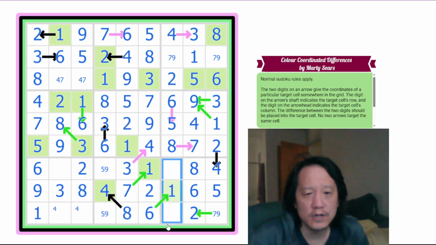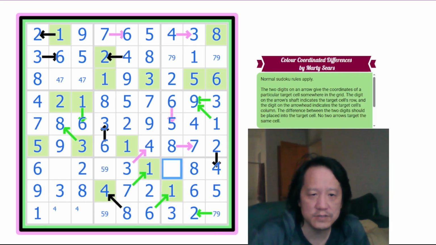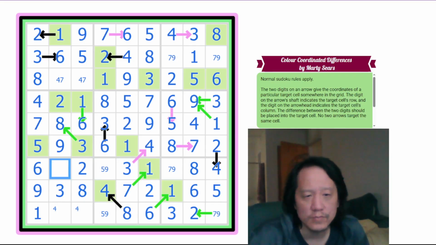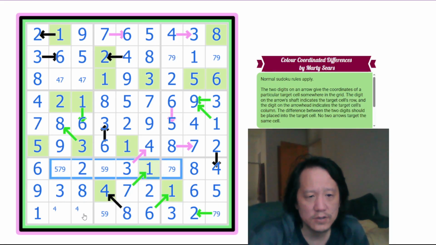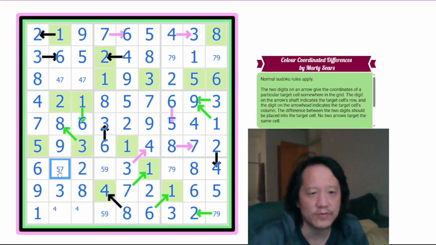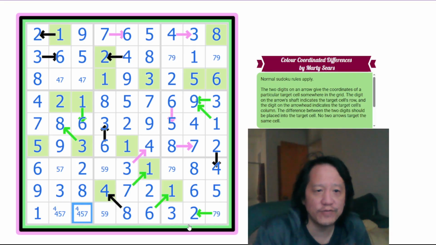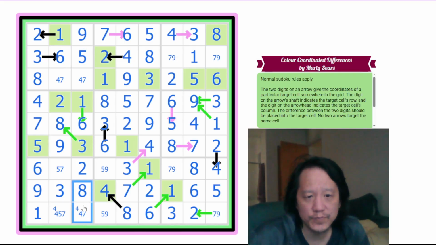Remaining digits in column 7, we have 3, 7, and 9. And this can't be 3 because of 3 in the row, so this must be 3 here, which makes this 7 or 9. And we have 5, 7, and 9 remaining in row 7. This can't be 9, so this is 5 or 7 remaining. And we have 4, 5, and 7 remaining in row 9. And this can't be 5 because of 5 in the column. Okay.